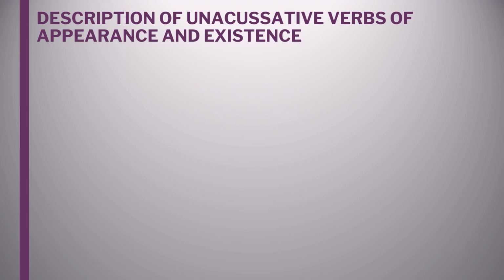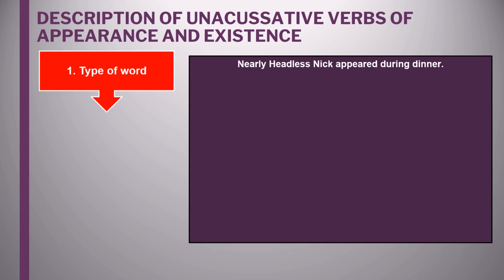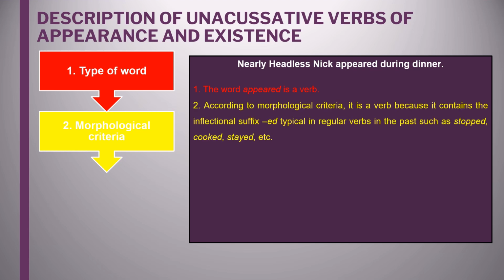Let's see now the description of an unaccusative verb of appearance or existence. We will use the sentence Nearly Headless Nick appeared during dinner. First, as you know, we need to describe the type of word, so we can say the word appeared is a verb. Secondly, we will describe morphological criteria. According to morphological criteria, it is a verb because it contains the inflectional suffix -ed, typically in regular verbs in the past, such as stopped, cooked, stayed, etc.